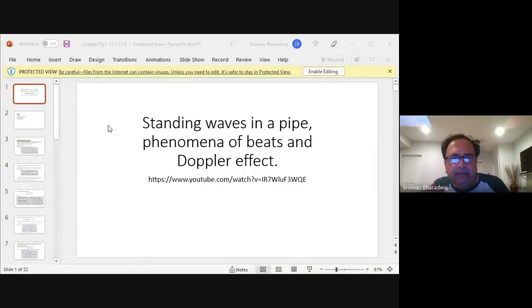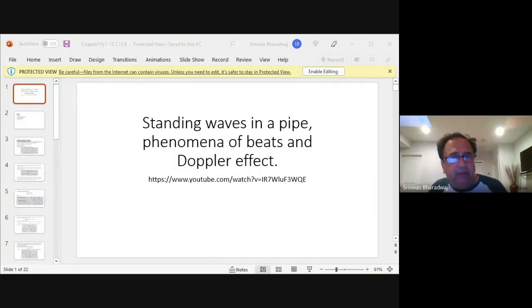But if someone is coming towards an observer with a velocity vs, the heard frequency goes up. I'm sure you've seen that. If his speed is at the speed of sound, v minus vs goes to 0.